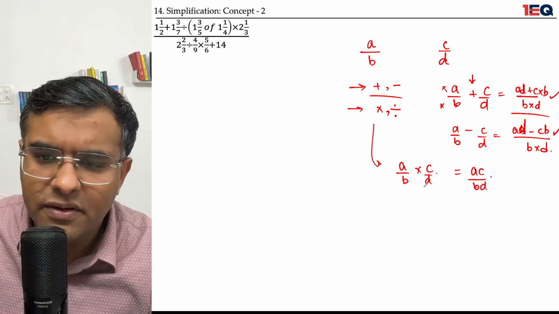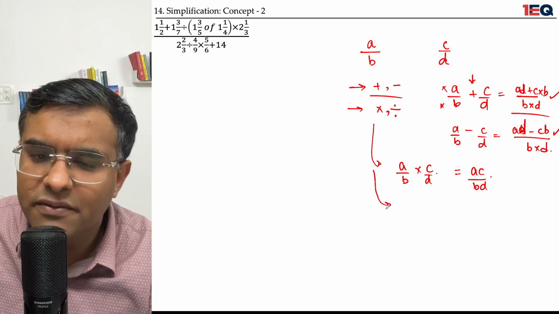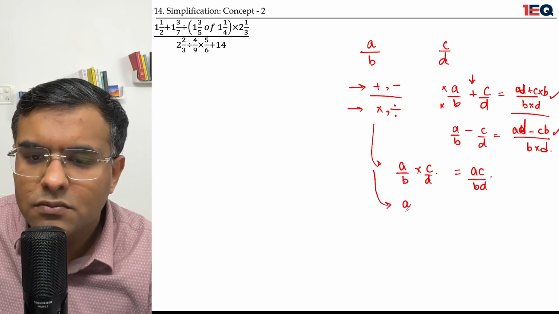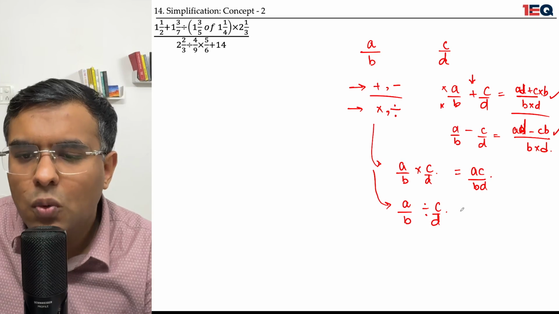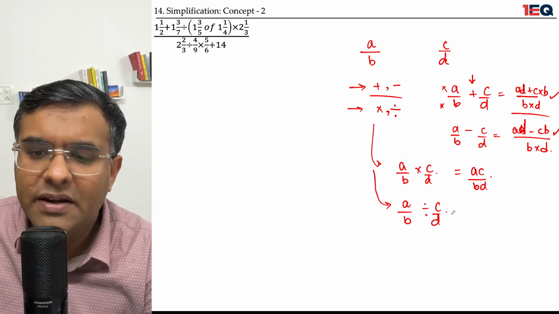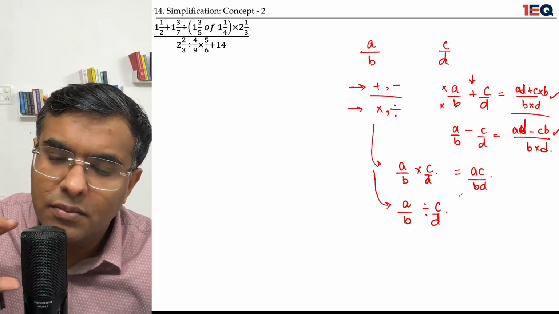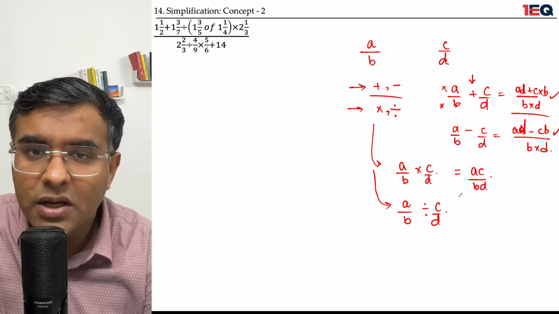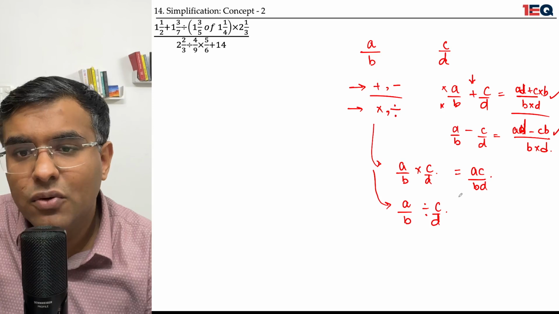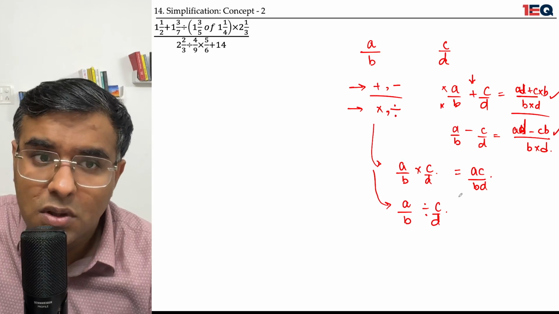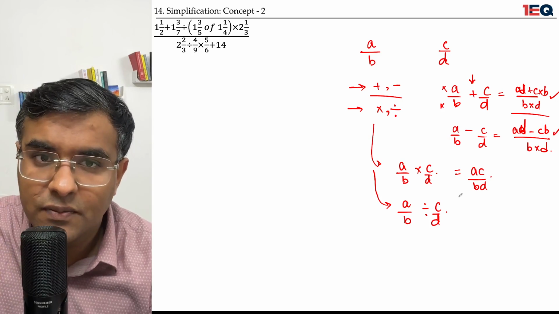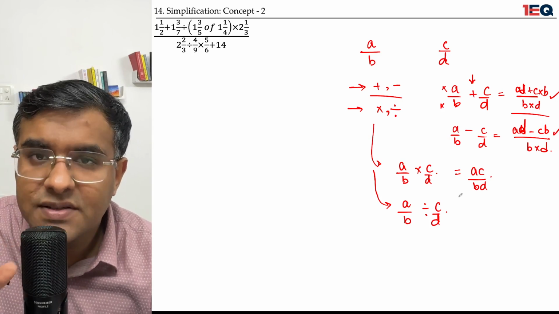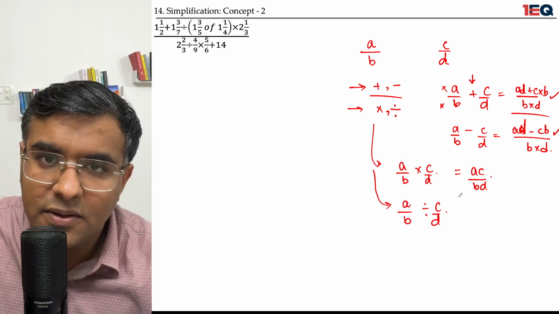Do not shy away from these things. These are very fundamental and very important things. a upon b when divided by c upon d. Some people might feel that we have to create a reciprocal. It's true that you have to create a reciprocal, but only on one of the fractions, and that one should be the fraction on the right hand side.